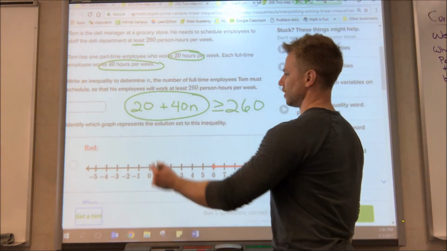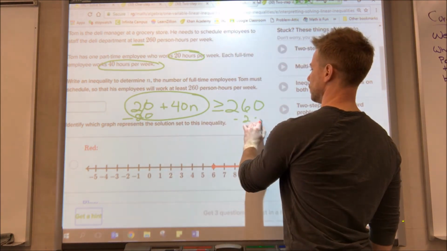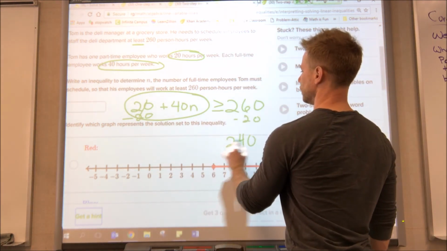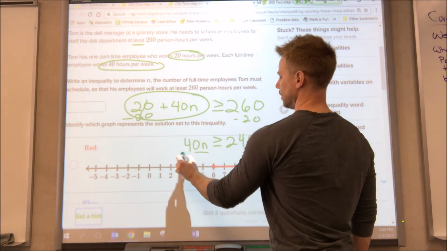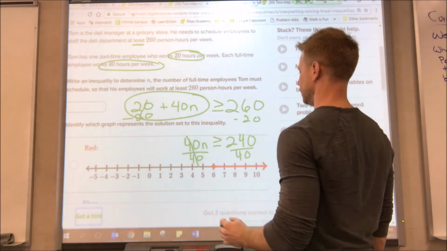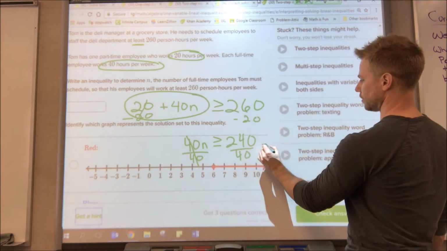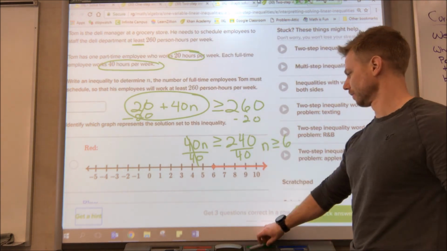Now we need to solve that. Get rid of the 20 to get N by itself. So 240 is greater than or equal to 40N. Divide by 40, divide by 40. This one does turn out nice. N is greater than or equal to 6.